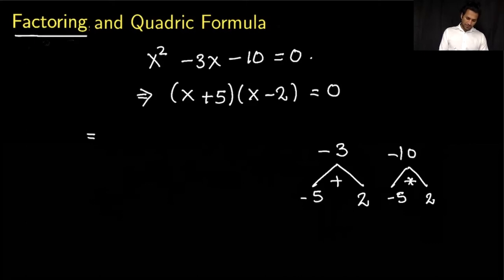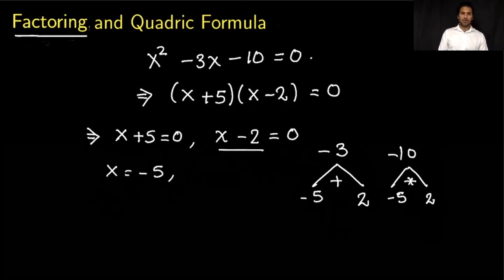So I simply place the factors: x plus 5 and x minus 2. Next, I will set x plus 5 equal to 0, and then set x minus 2 equal to 0. In this case, I will get the root x is equal to -5, and from the other factor the root x is equal to 2. So these are my two roots of the given polynomial.